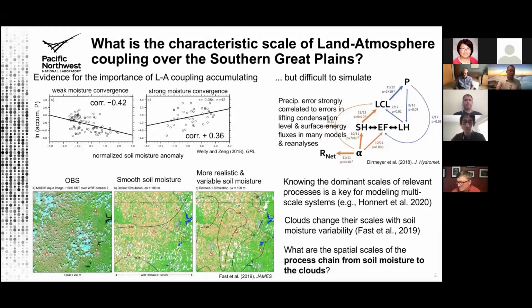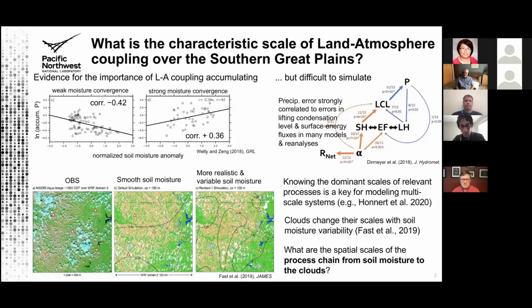However, such a relationship is very difficult to model or simulate. One obvious reason is because so many processes are involved. Like in this Dirmeyer et al. 2018, they nicely illustrate how errors in one common component or one process can propagate and then could mess up the whole process chain. Unfortunately, our climate models are even approaching convection permitting, nice high resolutions, but that also means we are approaching gray zones for many processes. So it's important for us to understand the spatial scale of each different process and how this scale can change with different external forcing.